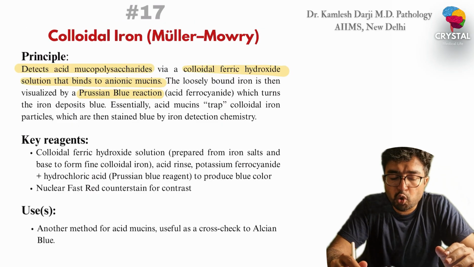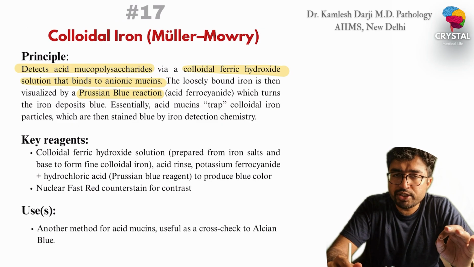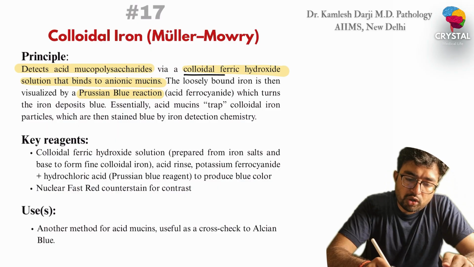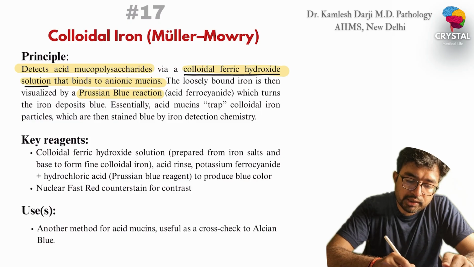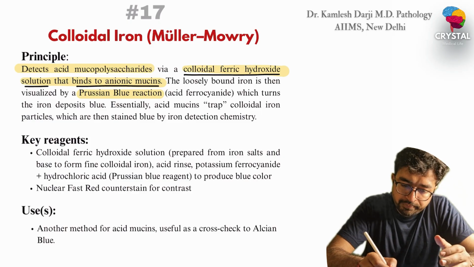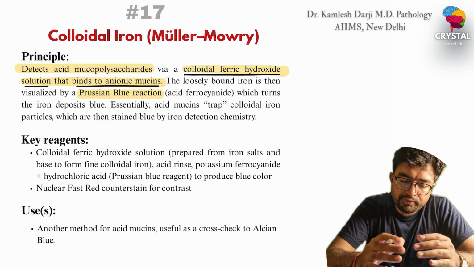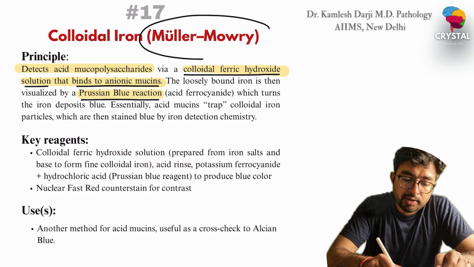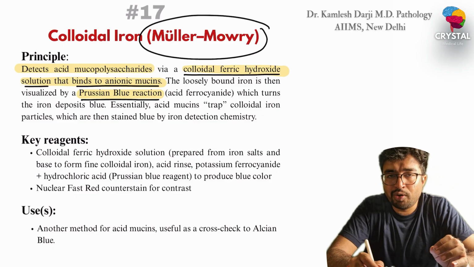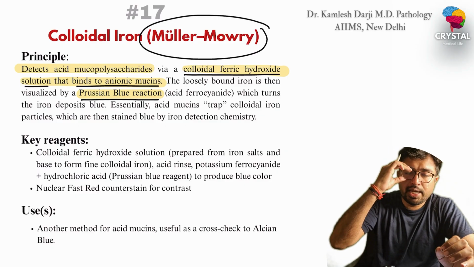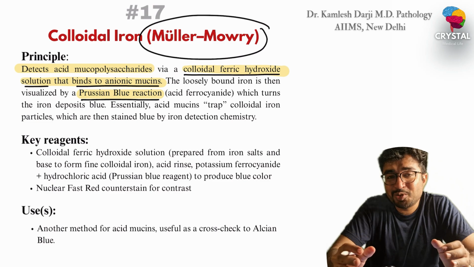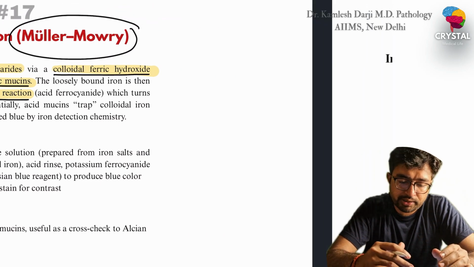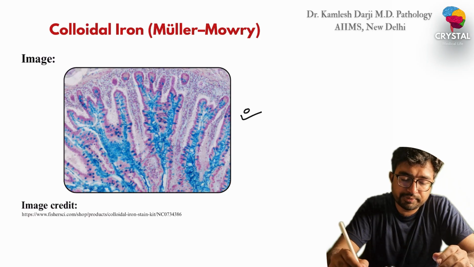So next one is the colloidal iron Müller-Mowry stain. Again, this is for the acid mucin. We use colloidal ferric hydroxide solution that binds to anionic mucin. The loosely bound iron is then visualized by the Prussian blue reaction. You should know that Müller-Mowry stain is used for acid mucin and colloidal iron stain is used for the same acid mucin. So do not make a mistake. This is how it looks like.